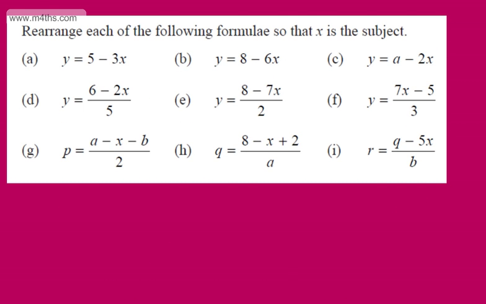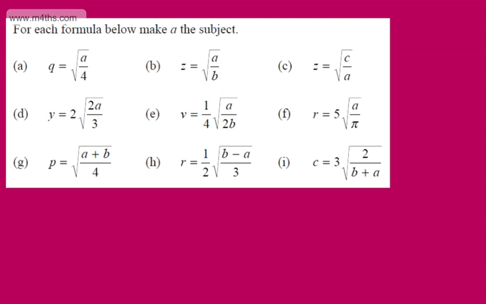Okay, let's look at some others. So they still are fairly straightforward, we're just using the order of operations. For each of the following formulae below, make a the subject. So we can see on this one, q is equal to the square root of a over 4. So a started its life off, it got divided by 4 and then square rooted. So what I'm going to do is the inverse. I'm going to square both sides.